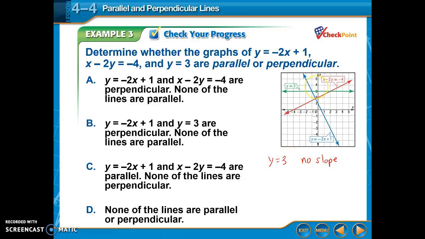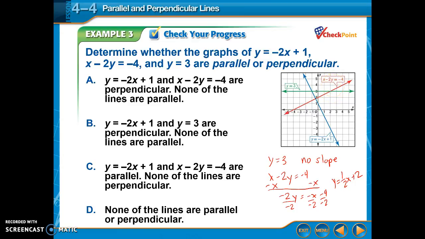If I solve x minus 2y equals negative 4, the first thing I would do is subtract x from both sides, which would leave me with negative 2y equals negative x minus 4. If I divide everything here by negative 2, the result is y equals 1/2 x plus 2. And as you can see here, y-intercept of 2, go up 1 and to the right 2, and that gets you to your next point.